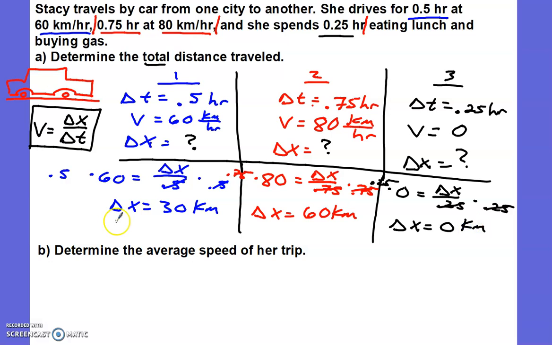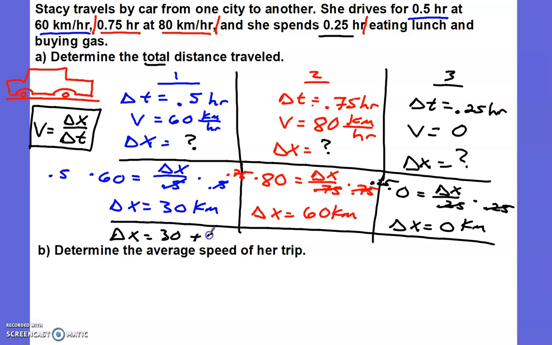Now that I have all of my individual x's, I'm going to get the total distance that she traveled by adding all of them together. So my total distance is 30 plus 60 plus 0, and that comes out to be 90 kilometers. So during the entire trip, she has moved 90 kilometers.